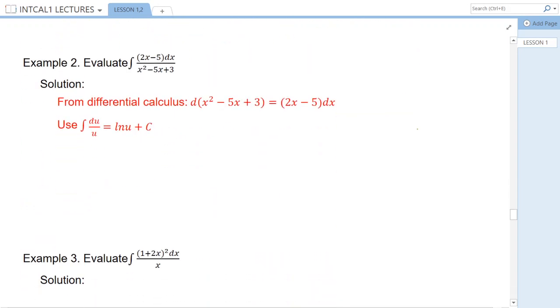Next, evaluate the integral of 2x minus 5 dx over x squared minus 5x plus 3. So let's get the derivative of the denominator, x squared minus 5x plus 3. That is equivalent to 2x minus 5 dx. Since the numerator satisfies this, let us just get the logarithm. Using the formula for logarithm, that is equal to the ln of the denominator, x squared minus 5x plus 3, plus c. So that is our final answer.